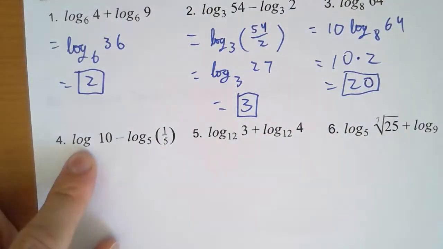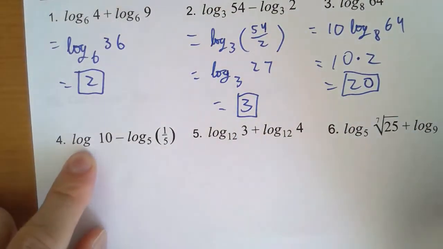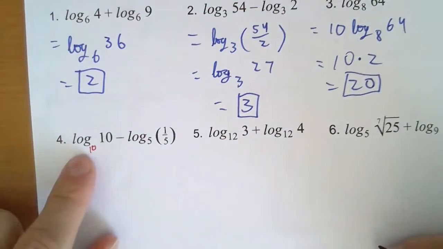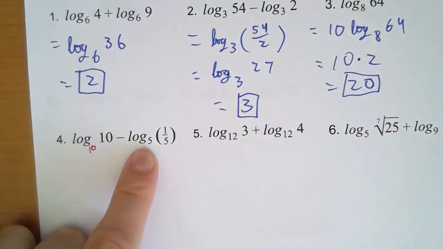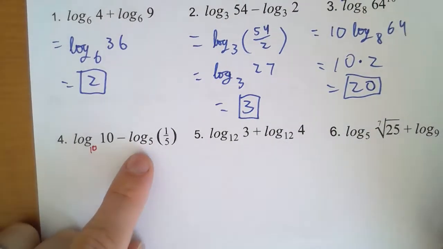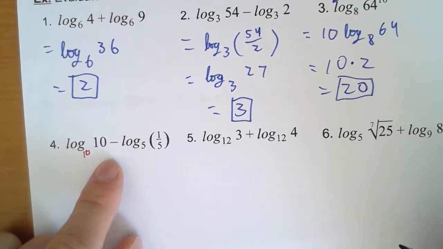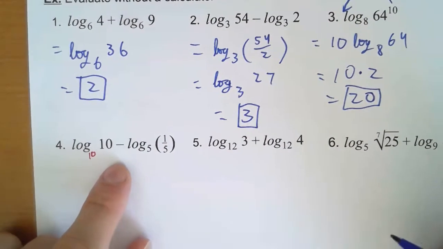How about that one? You don't see the base. Remember, when you don't see the base written, that means it's base 10. So this one's base 10, this one's base 5. That means you cannot use log properties here. So when you see these, this is not a log properties problem. This is just kind of like a 2-for-1 special. It's 2 problems in one.